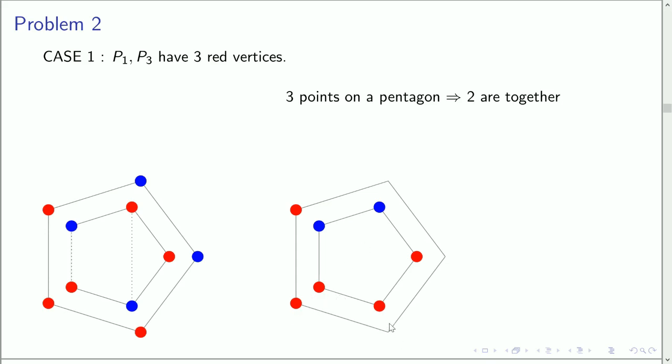So you cannot have a red point here. Otherwise, this will be cyclic. And you cannot have a red point here. Otherwise, this two and this two, they will be cyclic. So this 2 point has to be blue, and since there are 3 red points here, this is red.